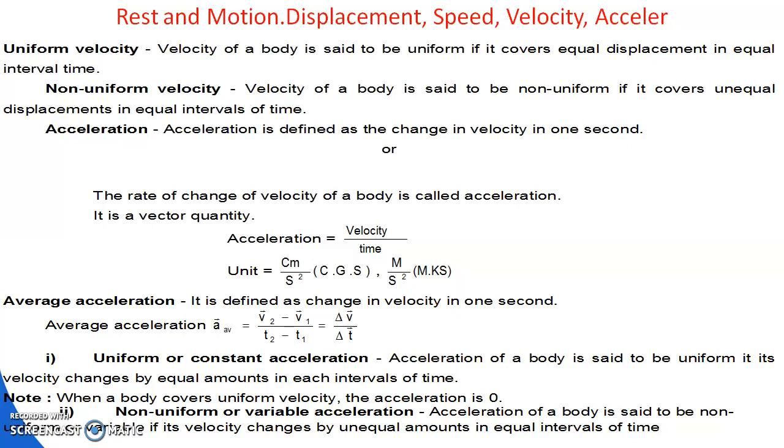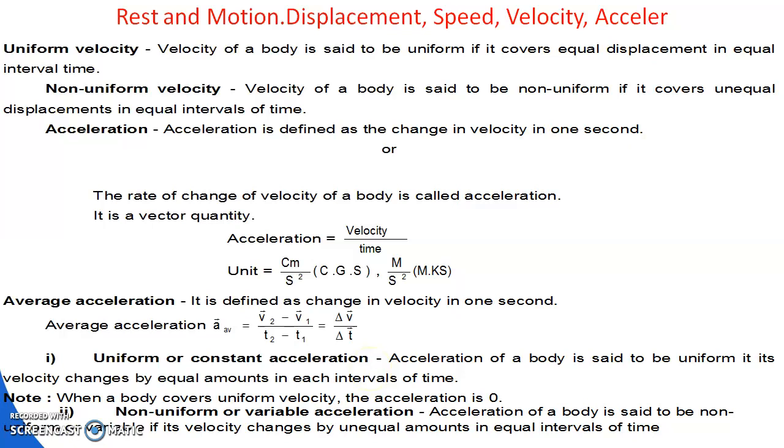Then what is non-uniform or variable acceleration? The acceleration of a body is said to be non-uniform if the velocity changes are unequal. Let the velocity change first increase, then decrease, then increase, then remain constant. The change in velocity is not constant, it is variable, so the acceleration is known as variable acceleration.